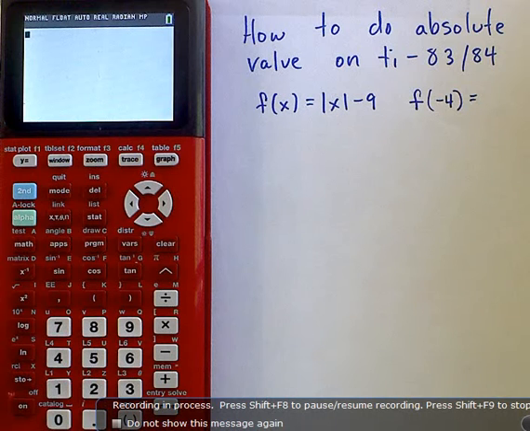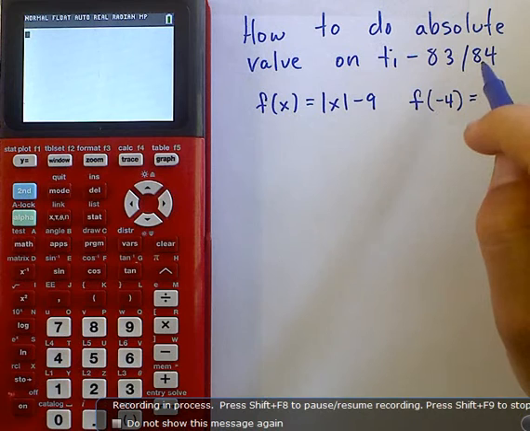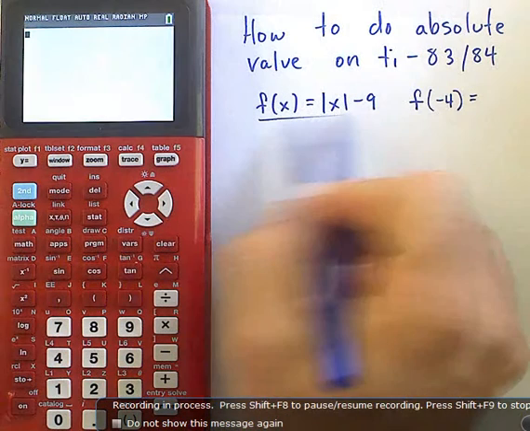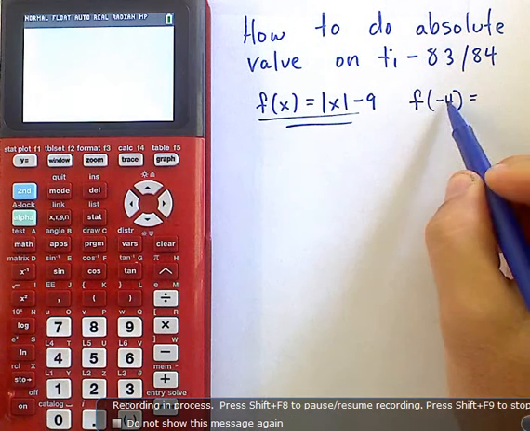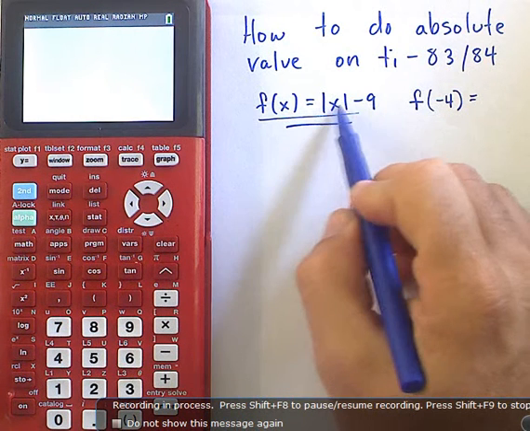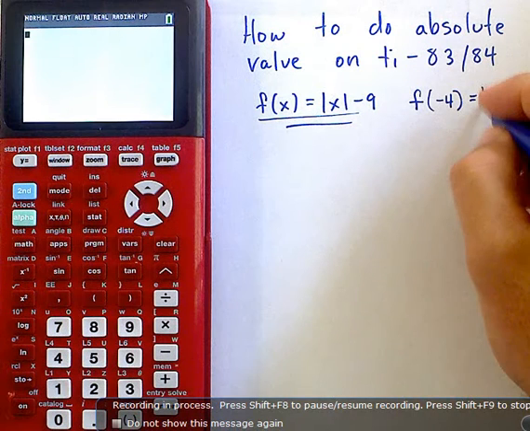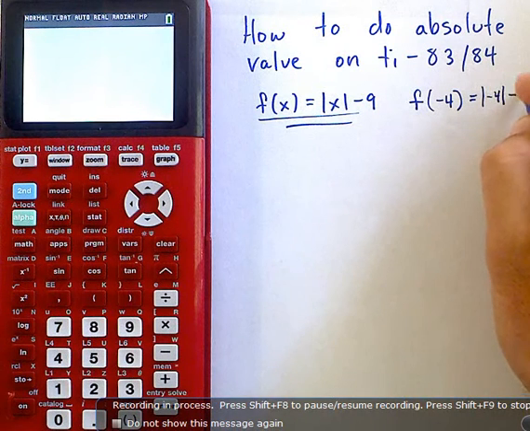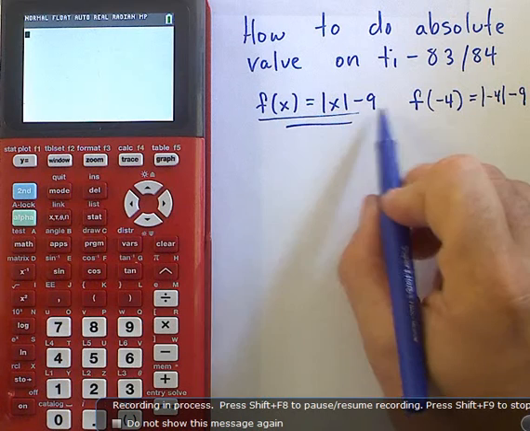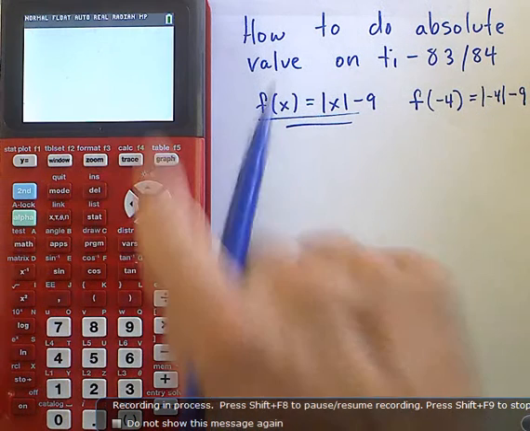Okay, this is how to find absolute value on a TI-83, 84 calculator. Let's say you're given a function and they want you to plug in a -4. Remember, if f of x is equal to the absolute value of x minus 9, then f of -4 is equal to the absolute value of -4 minus 9. So let's say you're given bigger numbers or you're not sure how to do this. You can use your calculator.